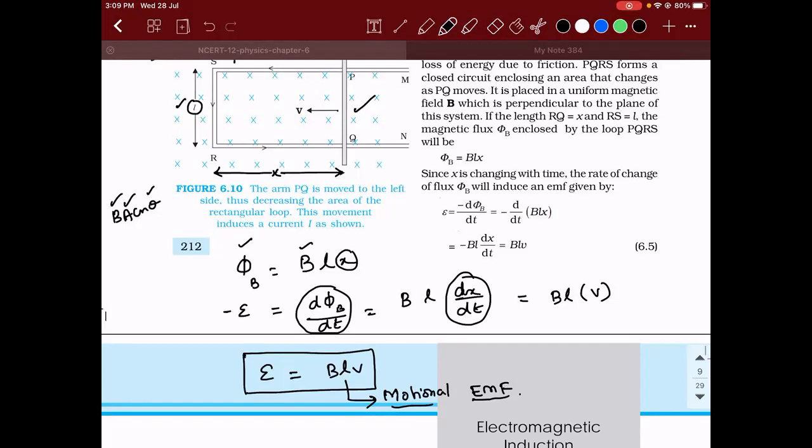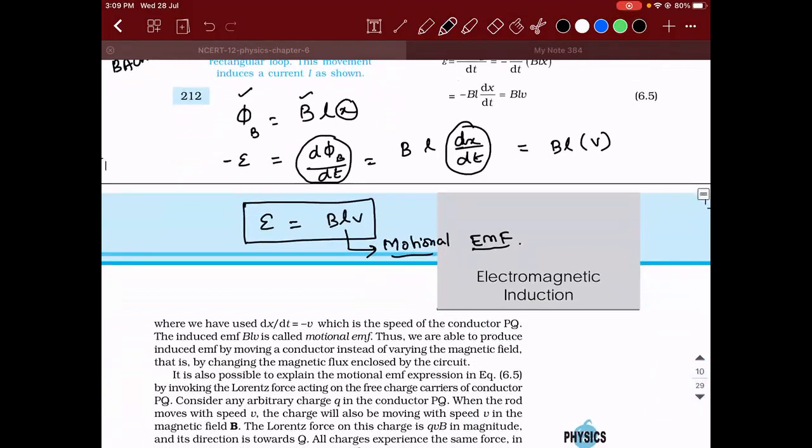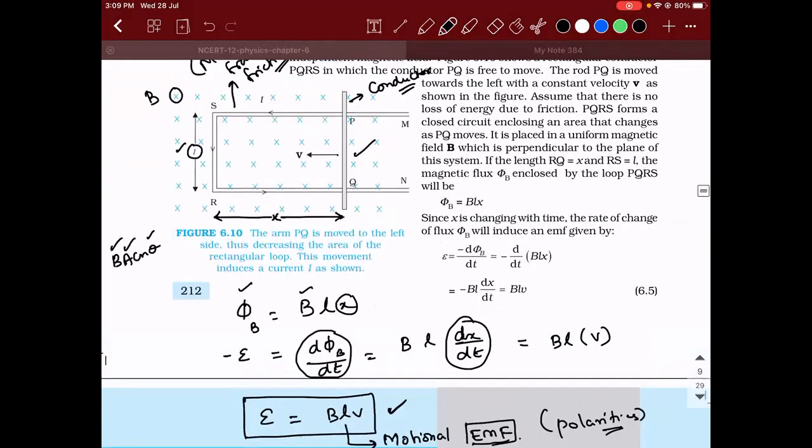Is it clear, guys? This is all about the concept of motional EMF in terms of its value. But the important point is, wherever you use the word EMF, we need to know the polarities present at the ends of the conductor. The conductor is of length PQ. Our job is to find which end is positive and which end is negative, which you are going to do now. Think and tell me.